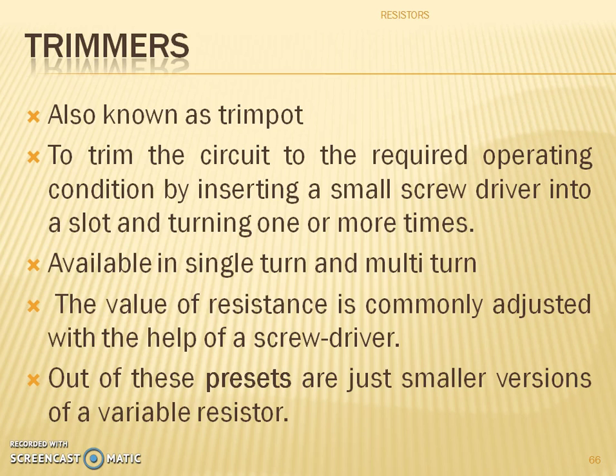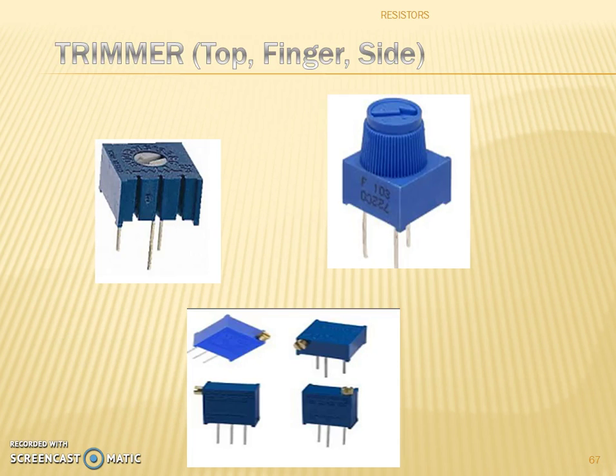Now we come to trimmers, also known as trim pots. They are used to trim the circuit to the required operating condition by inserting a small screwdriver into a slot and turning 1 or more times. They are available in single turn and multi-turn. The value of resistance is commonly adjusted with the help of a screwdriver. These presets are just smaller versions of a variable resistor.